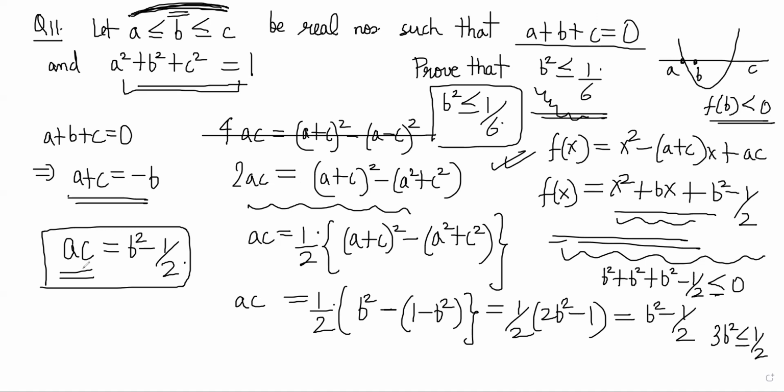And we made a new function f of x which has roots a and c. We found the sum of roots a plus c is minus b, and the product of the roots is b square minus half. That comes from this identity. Once we got this, we were able to look at this function and say that its roots are a and c. And since b lies inside the roots, f of b is less than or equal to 0, and that finishes the problem.